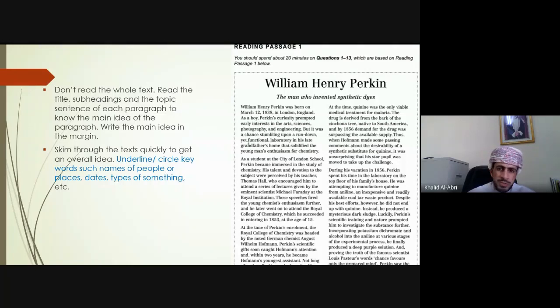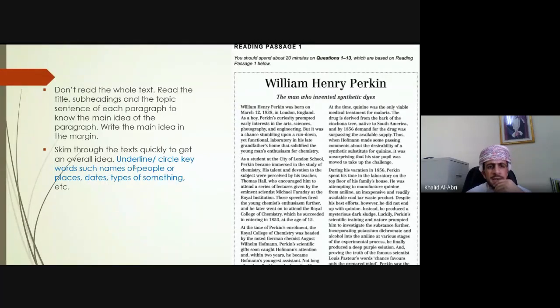So what you need to do is just to skim, read the topic sentences, and write the main idea in the margin. So you can write the main idea here about his date of birth, place of living, student at school, student at college, and here something about quinine or vaccine, malaria. So write down some information in the margin, just keywords only, to remind you when you go to the questions.